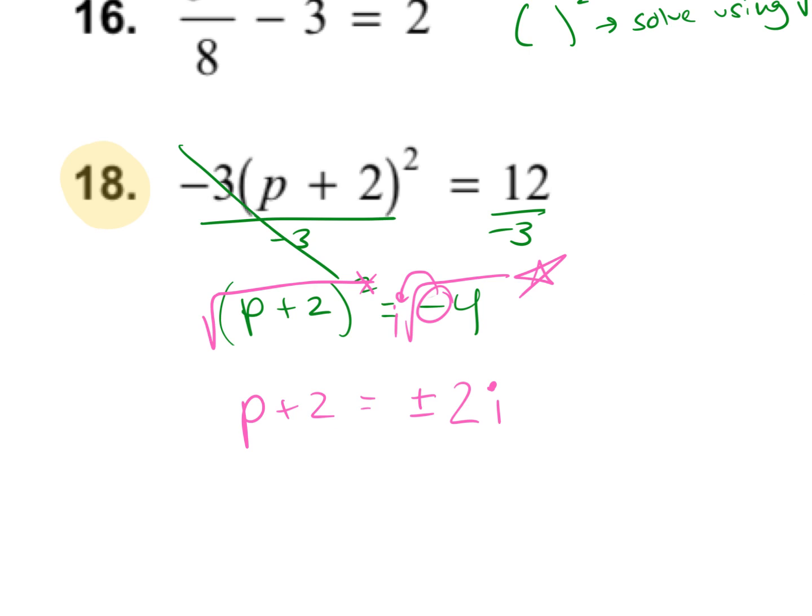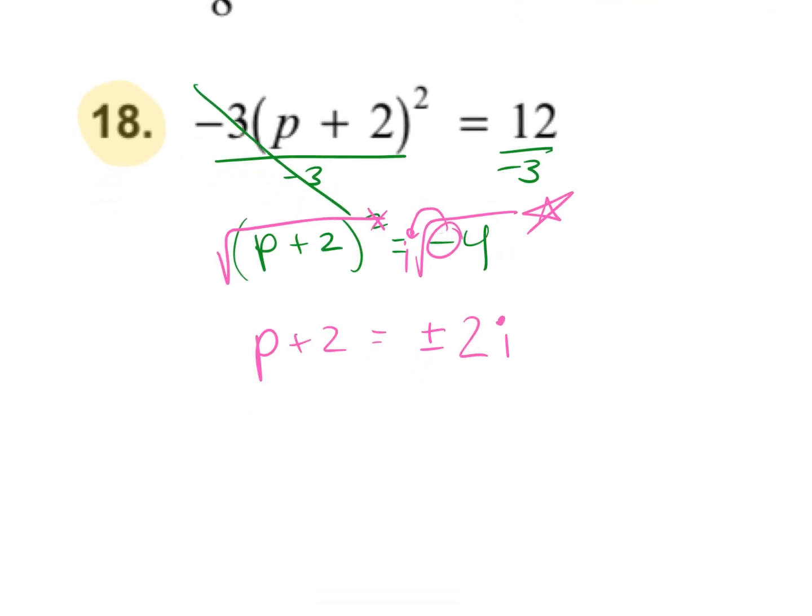Now we have one last step, because we need it to be p equals. We need the variable all by itself. How would I move that plus 2 to the other side? Subtract 2. Can I combine negative 2 and 2i? No, they are not like terms, so we just leave it separate. So p is equal to negative 2 plus or minus 2i.